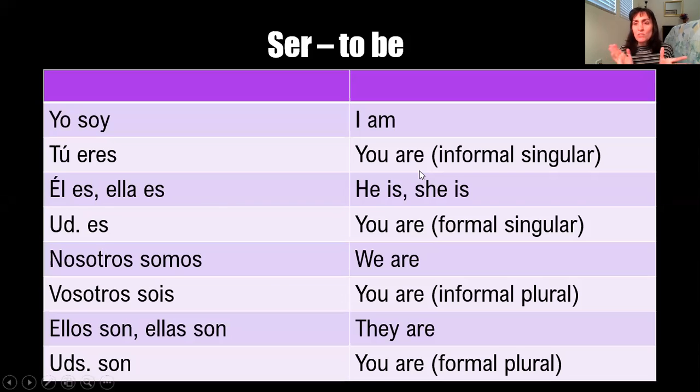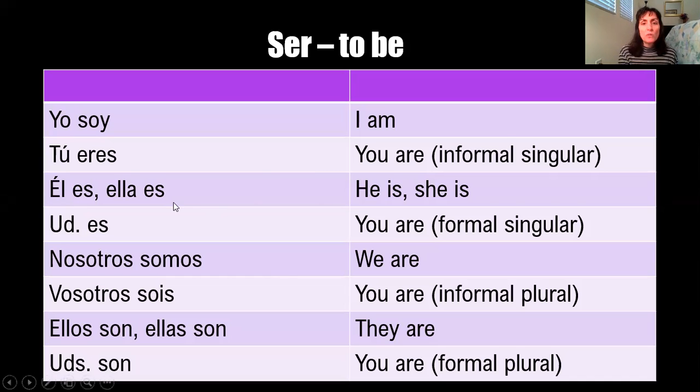Okay, so the first thing that you need to know is the verb ser, which means to be. And there are actually two verbs for to be in Spanish. One is ser and one is estar. And we're just going to look at ser for today. We'll look at estar in another video. Ser is used with character traits, personality traits, physical traits, and occupation, nationality, place of origin. There are a lot of different uses for ser, meaning to be.